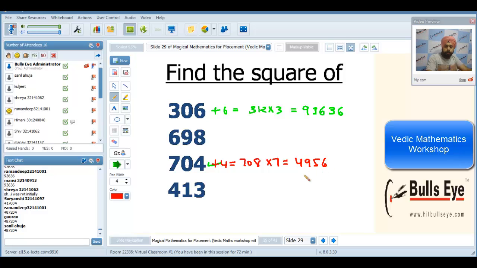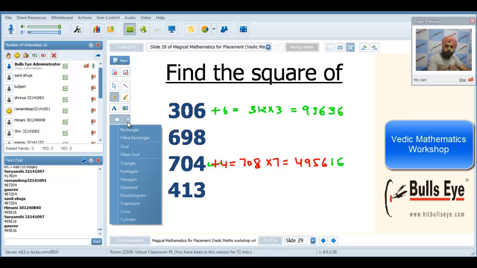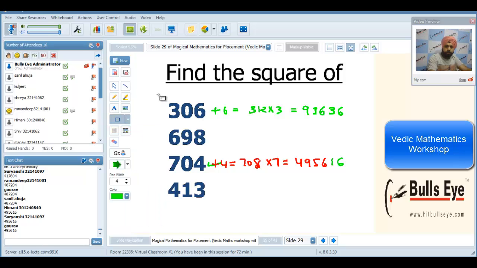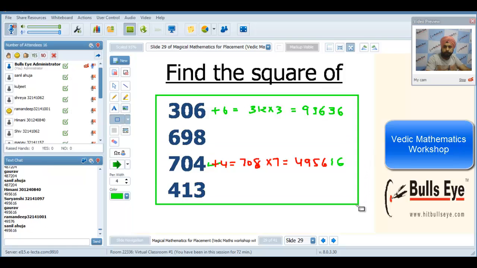4956. Students, something with which we started the class, that is helpful even in this case. You all can see 7 sevens are 4900 and 8 sevens are 56. And along with that, you just need to place the square of 4, which is 16. And the answer becomes 495616. Okay, I guess you all have got it. So moving on.